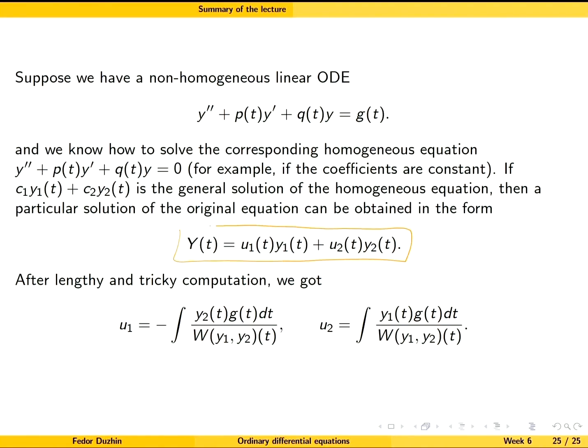So first you write it as a combination of solutions of the homogeneous equation with coefficients that are functions of t, and they can be found using this, which is the method of undetermined coefficients.